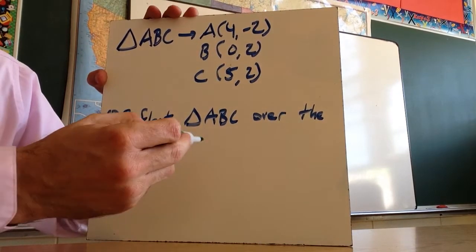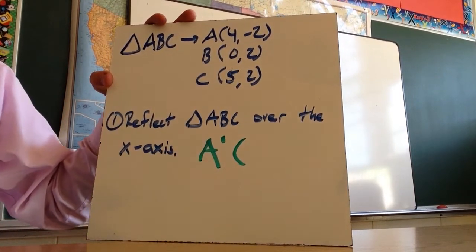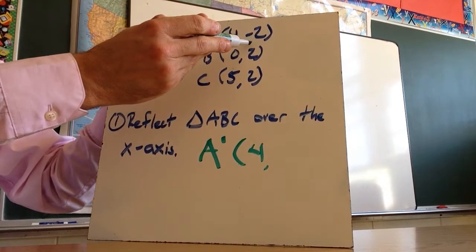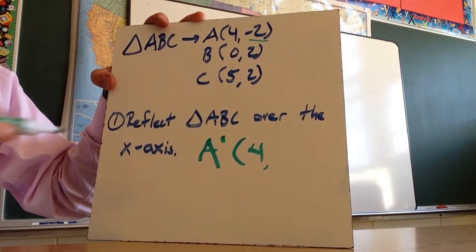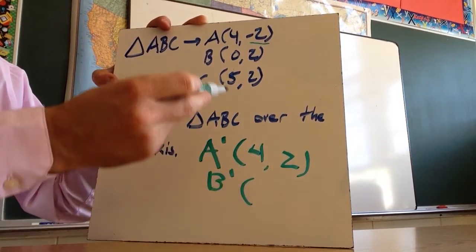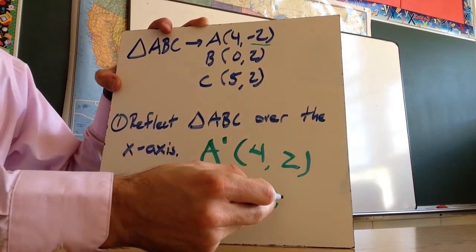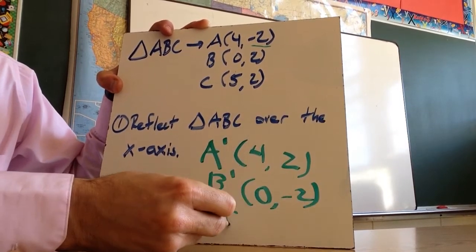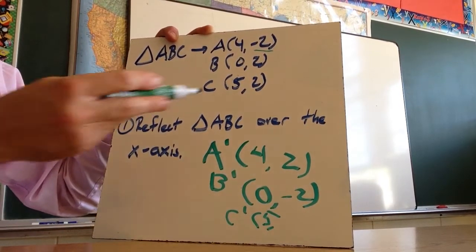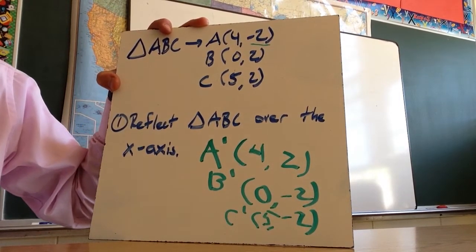All right, since it's being reflected over the x-axis, A prime x is going to remain the same. So my 4 will remain intact. I'm going to take the opposite of the y. The y here is negative 2. The opposite of that is 2. B prime. 0 stays. Take the opposite of 2. That is negative 2. And then C prime, the x remains, so that's the 5. And then the opposite of 2 is negative 2. So that would be my new triangle.